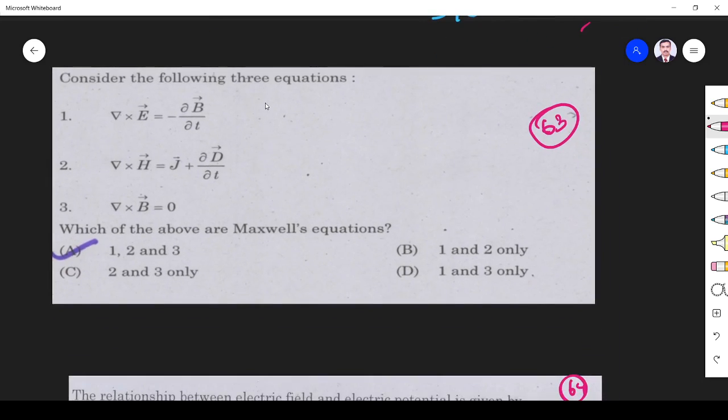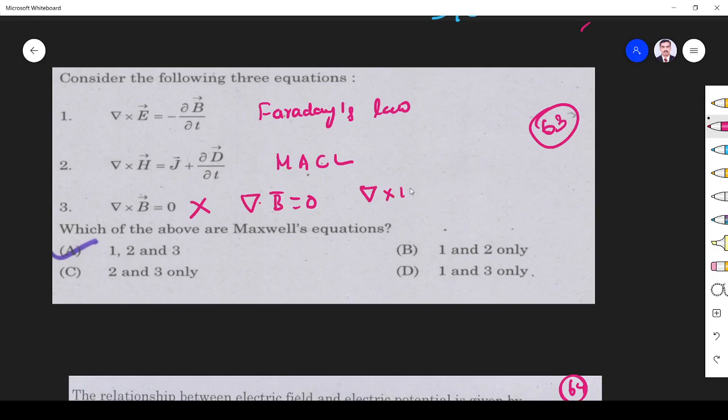Fine. Consider the following equations. Which of the above are Maxwell's equations? Del cross E is equal to minus dou B by dou T, Faraday's law. Maxwell's equation. Del cross H is equal to J plus dou D by dou T. It is the modified Ampere circuit law. Okay, Faraday's equation. Del cross B is 0? No. Right? So now it is not a 0. It is a wrong answer. Only del dot B is equal to 0.